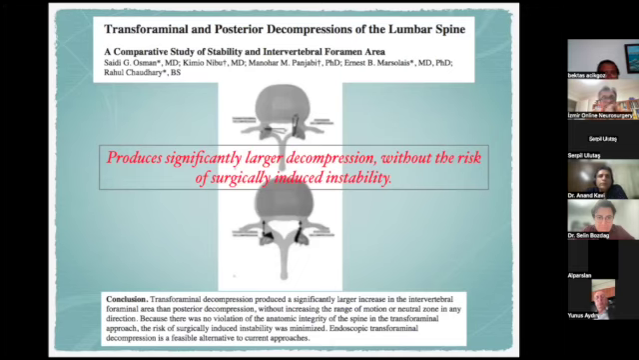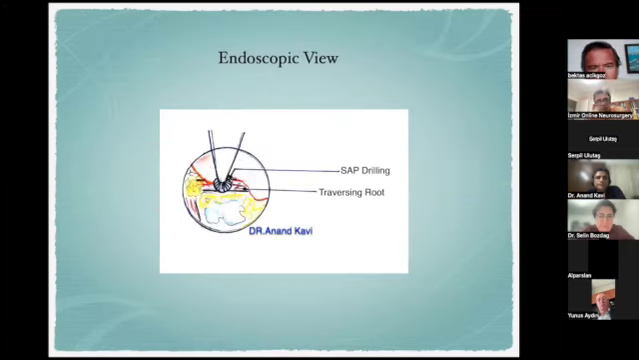I would like to bring to your notice this very phenomenal and important paper by Saeed Usman and his colleagues, where they concluded that transforaminal decompression produces a significantly larger increase in the intervertebral foraminal area than posterior decompression, and without increasing the range of motion of neutral zone in any direction. So endoscopic transforaminal decompression is a very feasible alternative with respect to the current approaches.